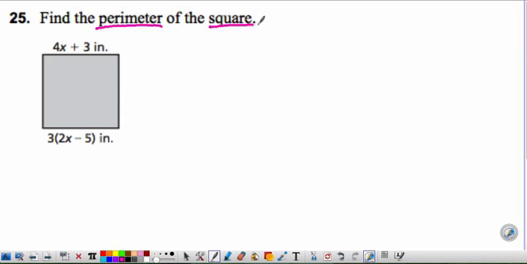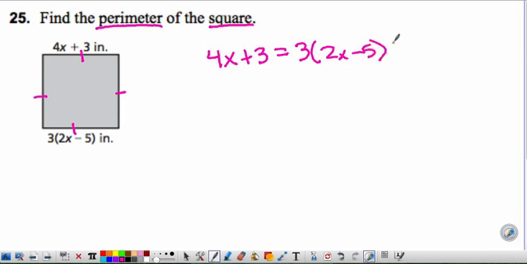So what do you know about a square? They're all equal. Is this equal to this? Yes. All we have to do is this: 4x plus 3 equals 3 times 2x minus 5. If this is a square, then yes, they are equal to each other. So you just set them equal to each other. What do you see first?